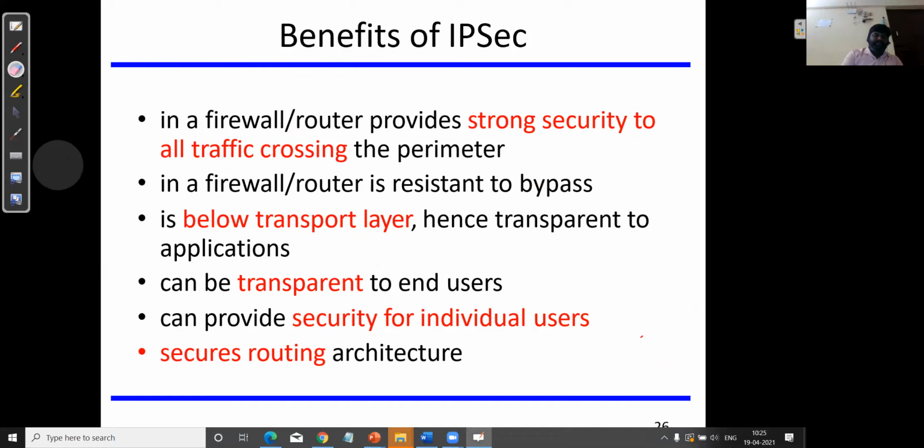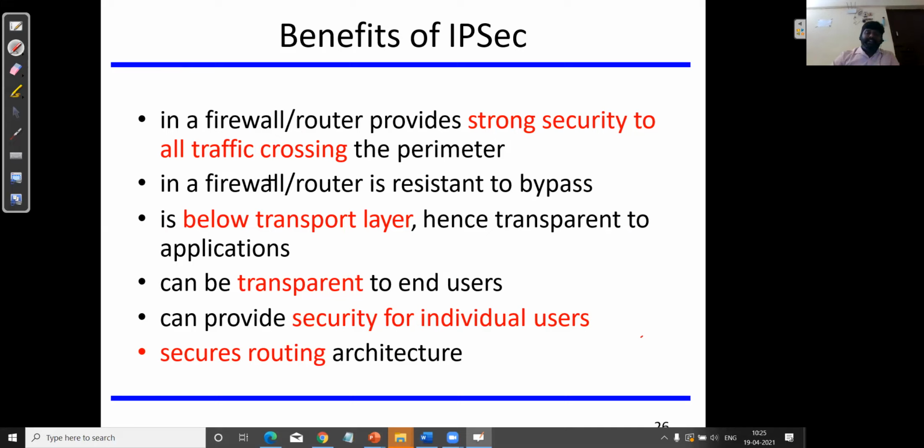Next, we'll discuss a few benefits of the IP security layer, right? Whenever this information passes through different networking devices like the firewall or router, which provides strong security for all traffic crossing the perimeter, right? As we discussed in the previous slide, when the IP payload passes through secured networking devices where we implement IP security, it converts the actual payload into a secured IP payload, right?